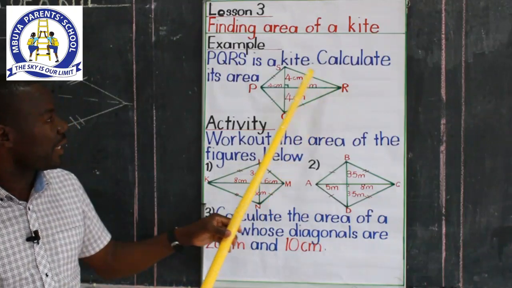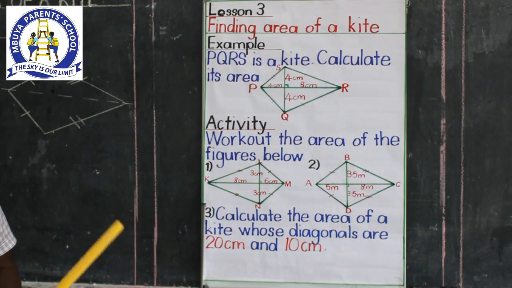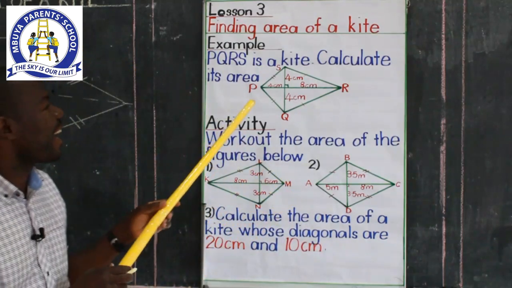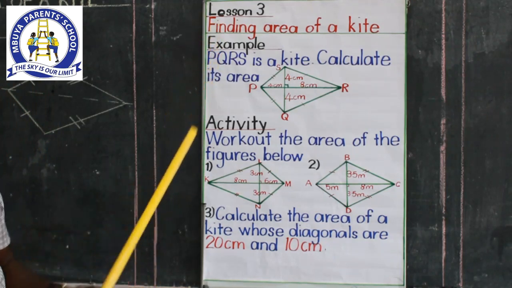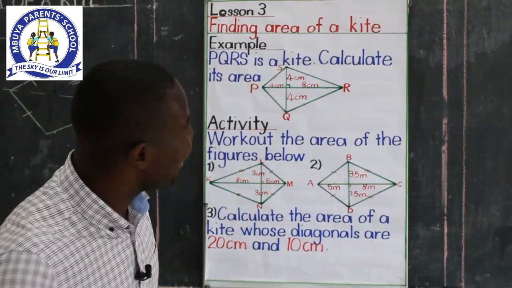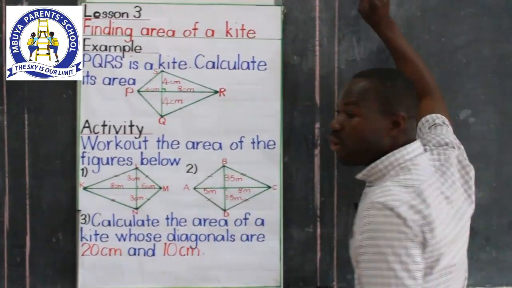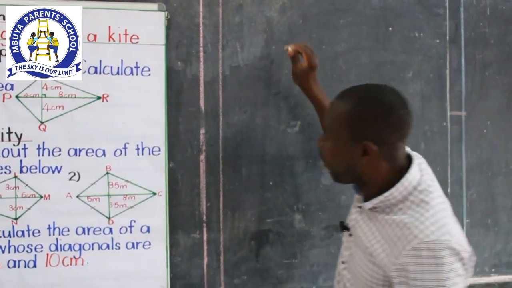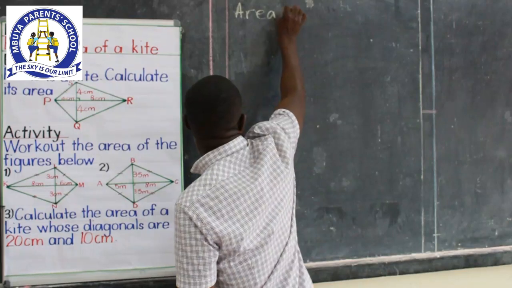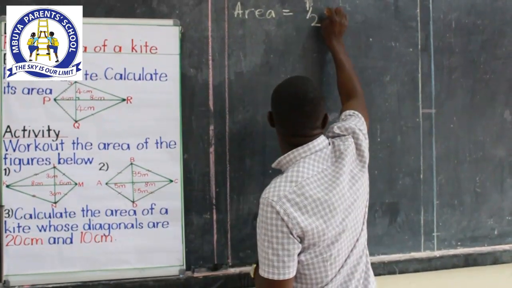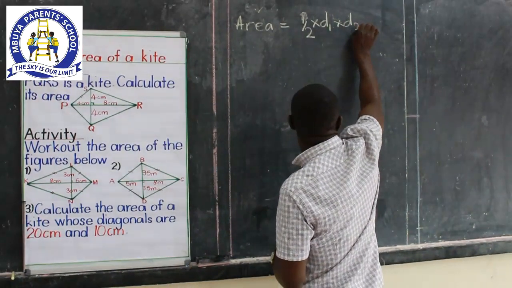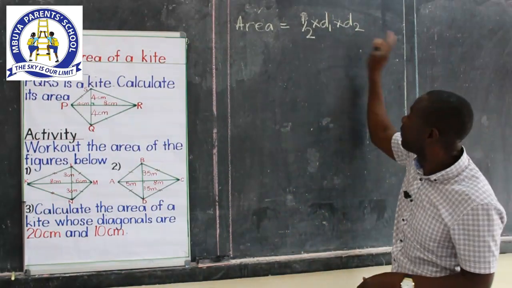PQRS is a kite. I think after seeing and learning, you can realize our figure is a kite. The diagonals have been given and marked correctly. In the same process that we have been following to find the area of a rhombus, the area of a kite is equal to a half the product of the two diagonals. A half times diagonal 1 times diagonal 2.